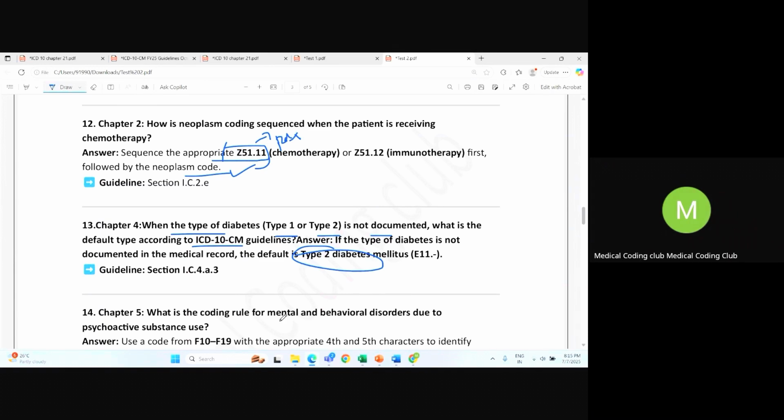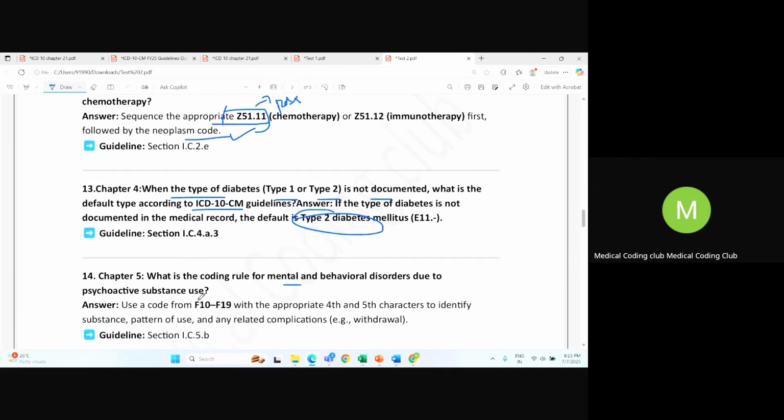What is the coding rule for mental and behavioral disorder due to psychoactive substance use? Here, use the 4th and 5th characters to identify the substance, pattern of use, and related complication. So if the patient has use and abuse, you are going to code abuse. If the patient has abuse and dependence, you are going to code dependence.